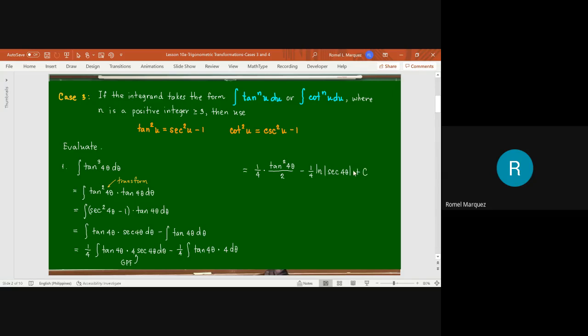But if you use cosine, so negative ln cosine of 4 theta, absolute value of that, this will change in sign to plus, because negative, negative. Okay? So this is equal to 1 over 8 tangent squared 4 theta, and then minus 1/4 ln of secant 4 theta, absolute value of that, plus c. Okay? Do you have any question with that?